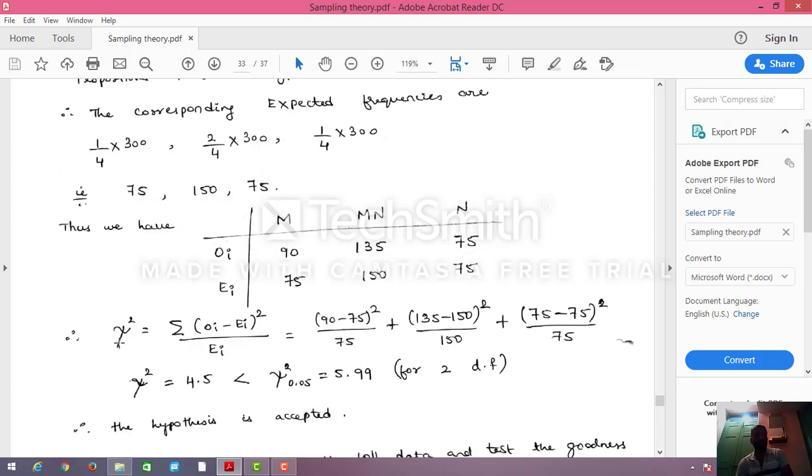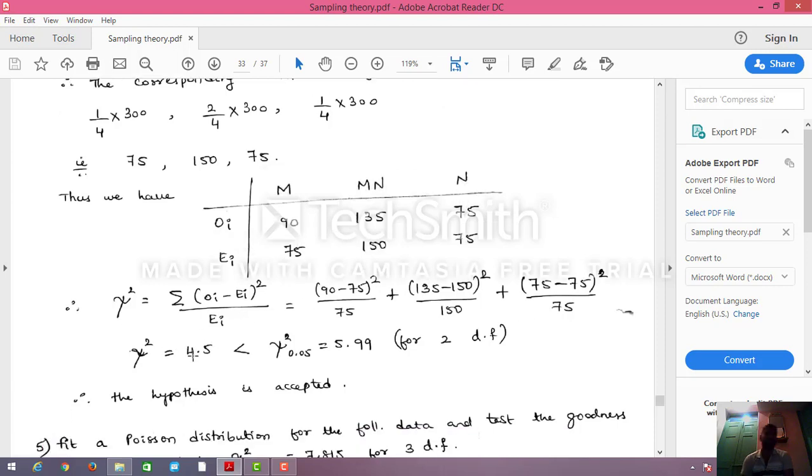Now chi-square equals the summation of (Oi minus Ei) whole square divided by Ei. That is 90 minus 75 whole square divided by 75, plus 135 minus 150 whole square divided by 150, plus 75 minus 75 whole square divided by 75. Now chi-square equals 4.5.